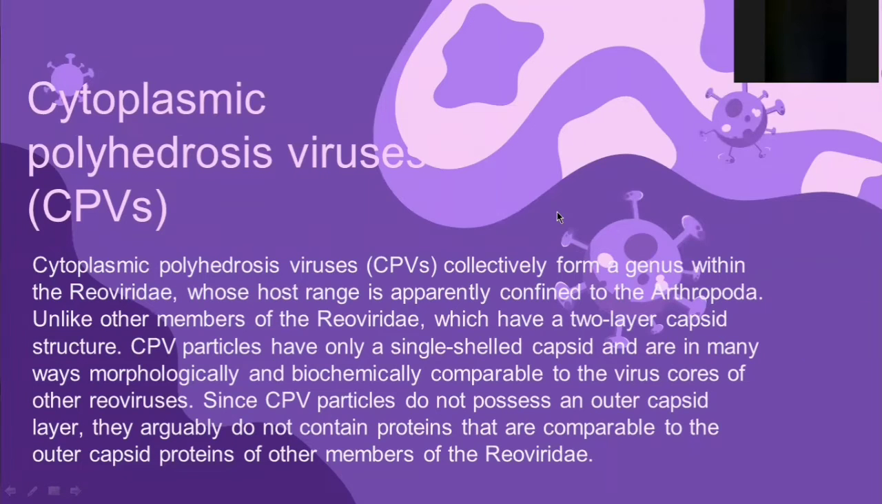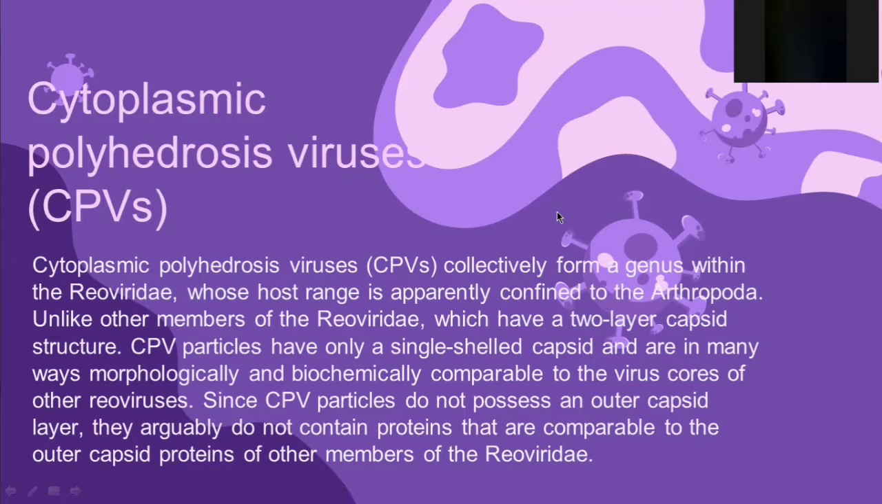Next is cytoplasmic polyhedrosis viruses, or CPVs. CPVs collectively form a genus within the Reoviridae, whose host range is apparently confined to the arthropoda. Unlike other members of the Reoviridae, which have a two-layer capsid structure, CPV particles have only a single-shelled capsid and are in many ways morphologically and biochemically comparable to the virus core of other reoviruses.